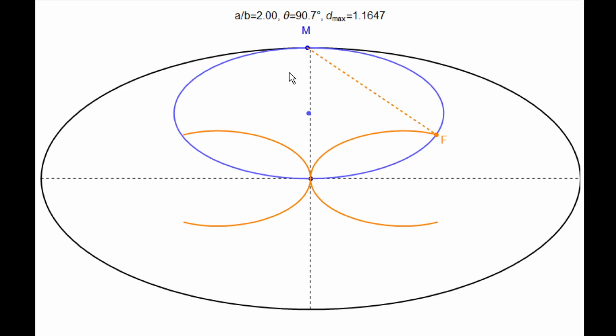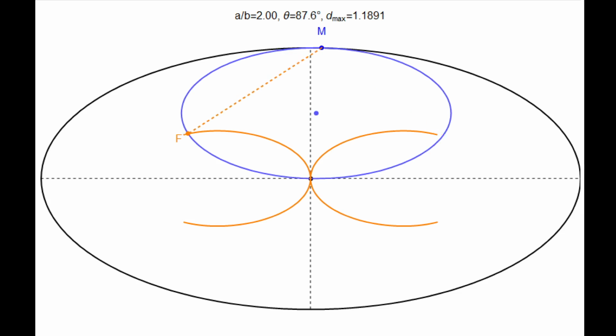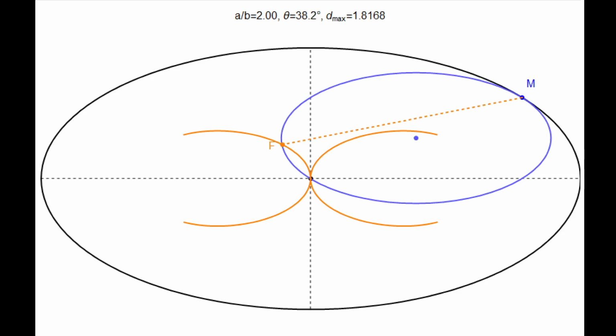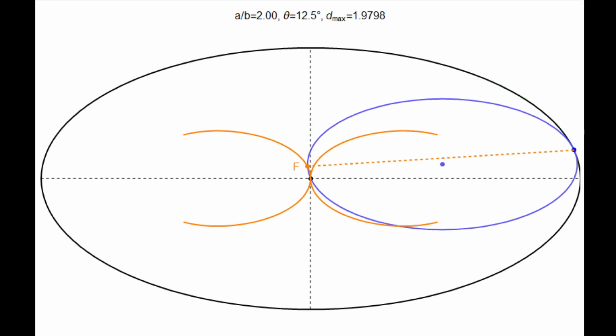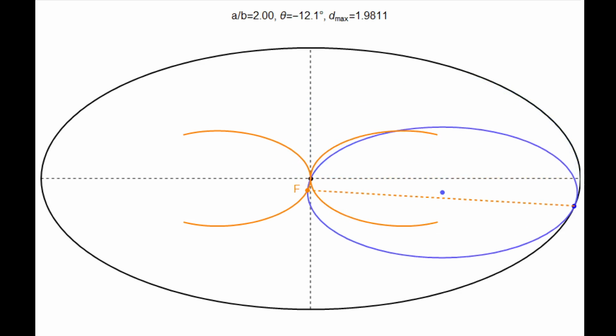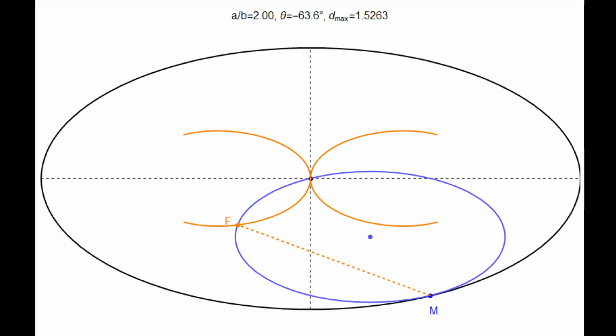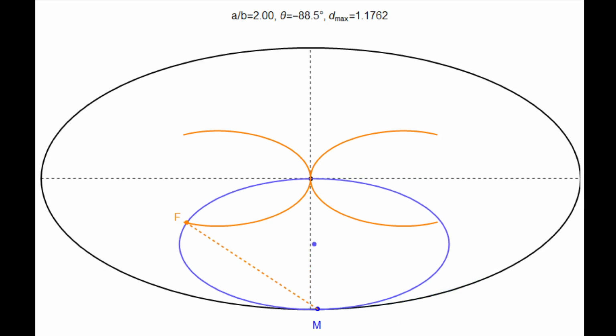I'm over here, right? M is on the left side of the top vertex, and as soon as M crosses the top vertex, it's going to happen just about now. F jumps to the other side. So let's just let this thing get animated over the entire ellipse. I'm going to remain on the left branch, and then when M crosses the bottom vertex, I jump to the other branch.